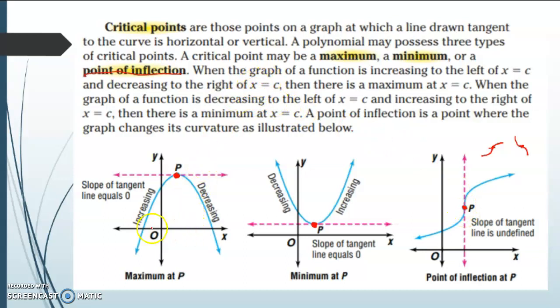When the graph is increasing up to it and then decreasing, okay, it's a maximum. Decreasing and then increasing is a minimum. Okay, at one point this is increasing and the next it's decreasing. It changes its curvature. Okay, so it's kind of the twisted points, what I like to think of it.